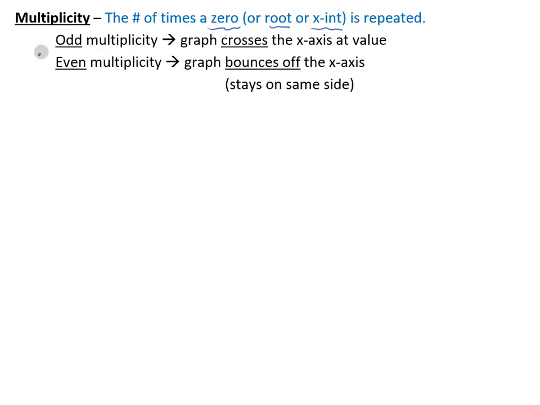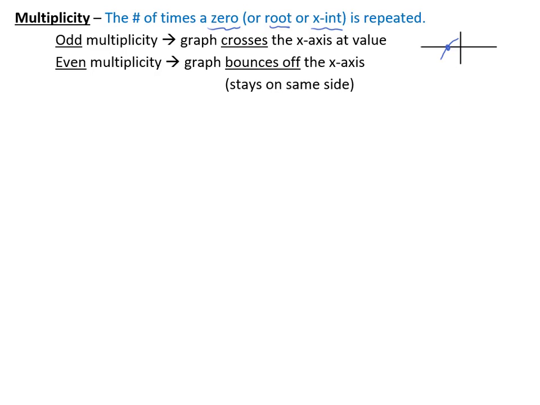Okay, so a couple odd things that happen here, I guess pun intended. If it's an odd multiplicity, so it repeats itself, or we get that answer back 1 time or 3 times or 5 times, my graph will cross the x-axis. So if this is our x and y axis, an odd multiplicity in my graph might just pass through. Okay, it's just passing on through. It's just going to cross the x-axis at whatever that value is.